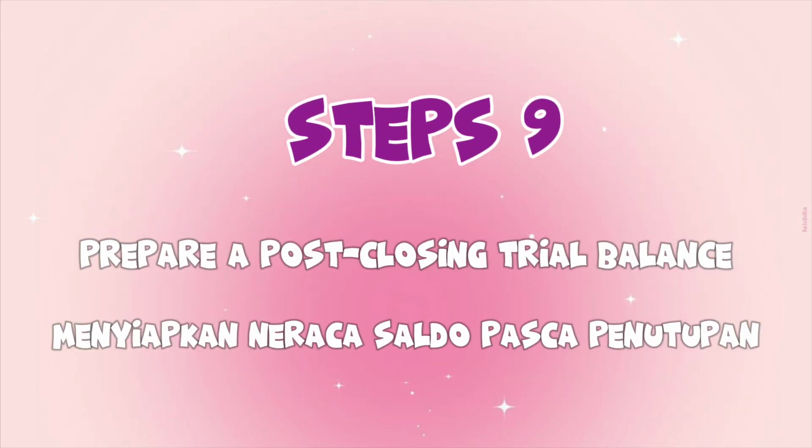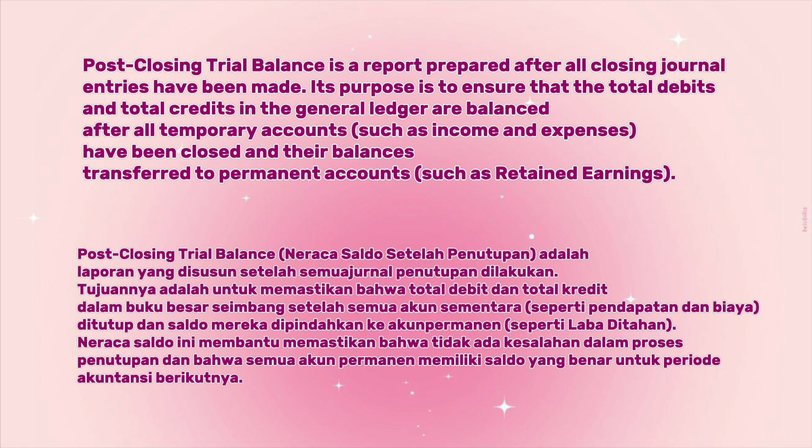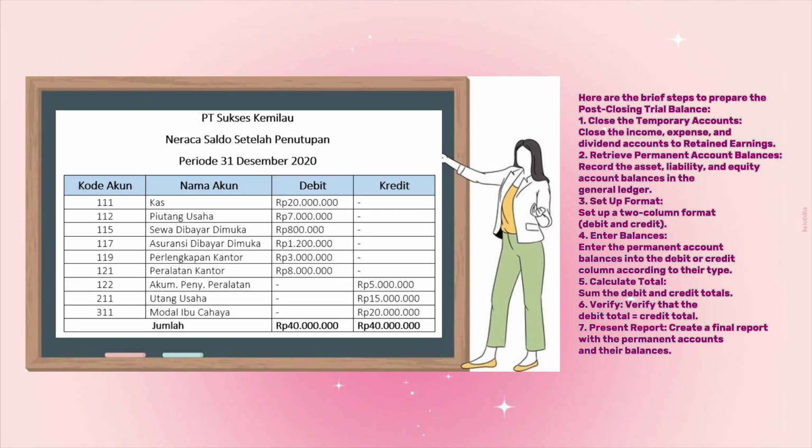Step 9. Prepare a post-closing trial balance. Post-closing trial balance is a report prepared after all closing journal entries have been made. Its purpose is to ensure that the total debits and total credits in the general ledger are balanced after all temporary accounts, such as income and expenses, have been closed and their balances transferred to permanent accounts, such as retained earnings. Here are the brief steps to prepare the post-closing trial balance.